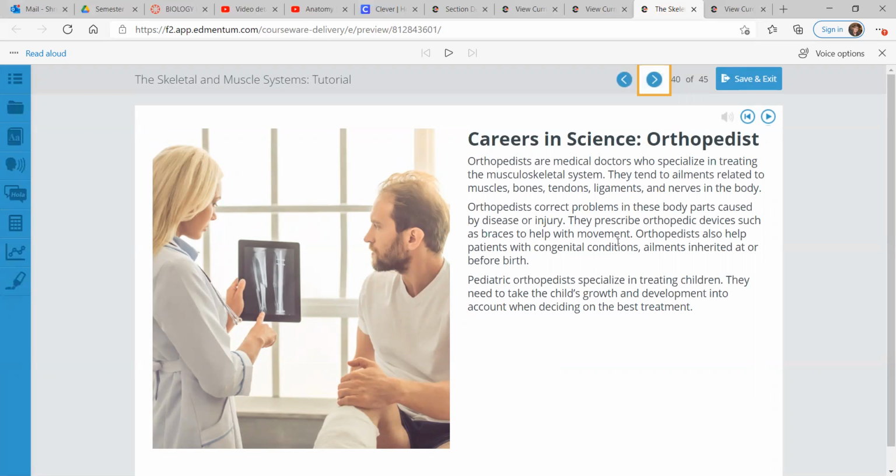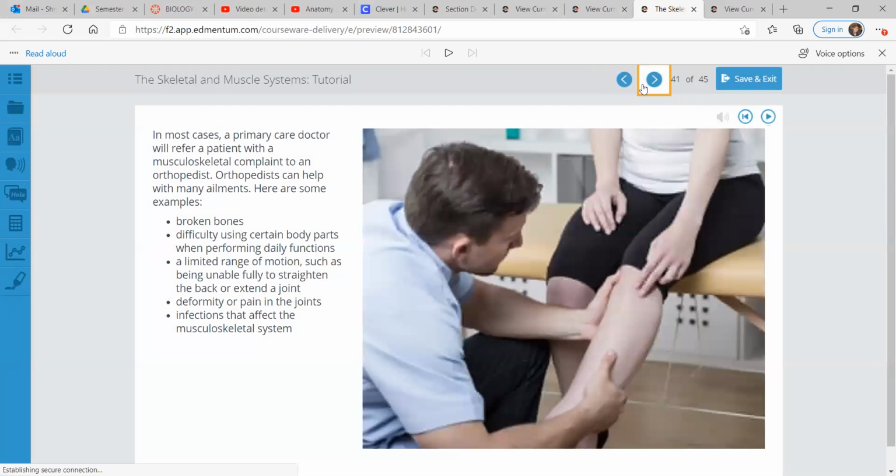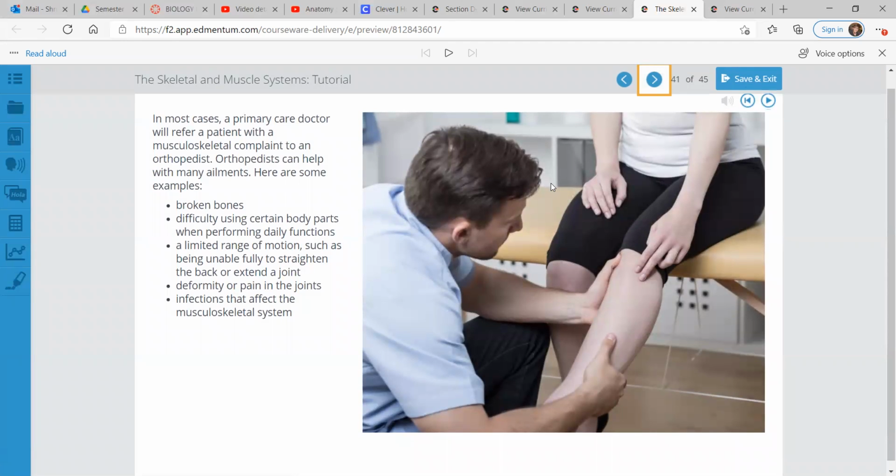Pediatric orthopedists specialize in treating children. They need to take the child's growth and development into account when deciding on the best treatment. In most cases, a primary care doctor will refer a patient with a musculoskeletal complaint to an orthopedist. Orthopedists can help with many ailments. Some examples are broken bones, difficulty using certain body parts when performing daily functions, a limited range of motion, such as being unable to fully straighten the back or extend a joint, deformity or pain in the joints, and infections that affect the musculoskeletal system.